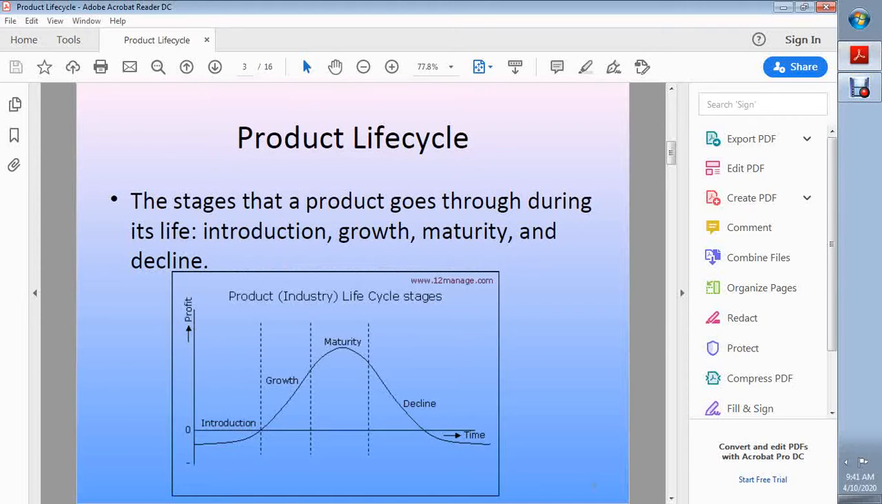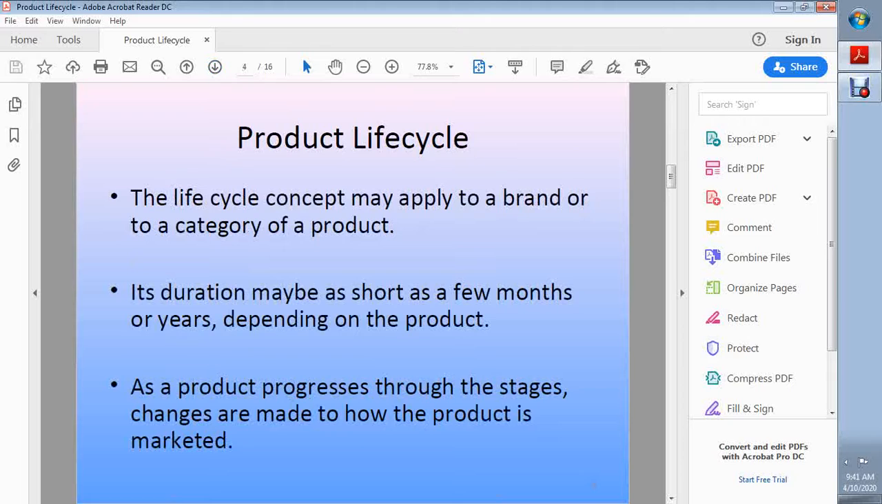What is the product life cycle? The stages that a product goes through during its life are introduction, growth, maturity, and decline. All the stages are explained with the help of a diagram below. First, we will go through the product life cycle.